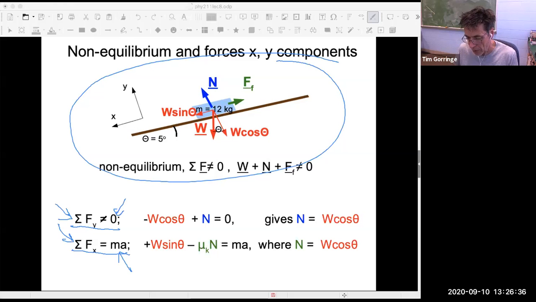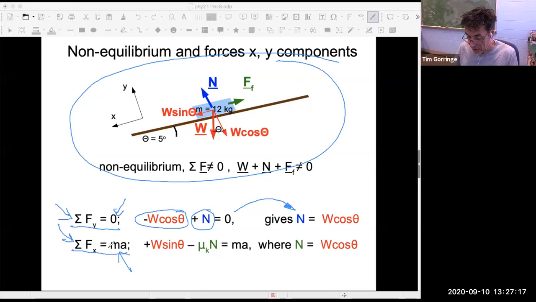Okay, so let's apply Newton's first law, that if the forces add up to zero, there's no acceleration. Let's apply that for this y direction. In the y direction, there's a portion of gravity downwards. It's this guy here. And then there's the normal force upwards. That's this guy here. And they must add up to zero. And if you think about it, that tells you what the normal force is. The normal force must be equal to the weight times cosine theta. So that's going to be useful to us, actually.